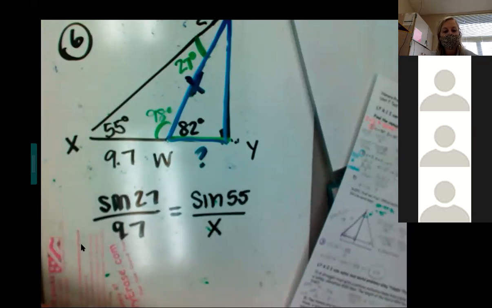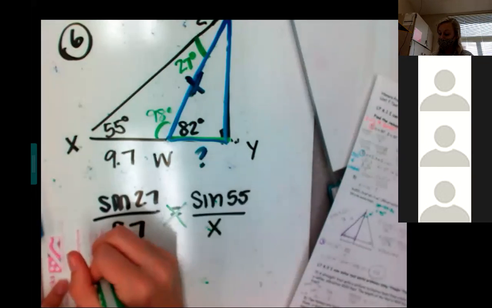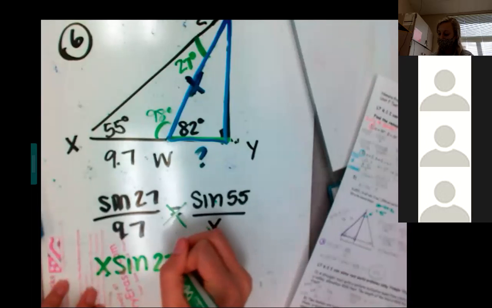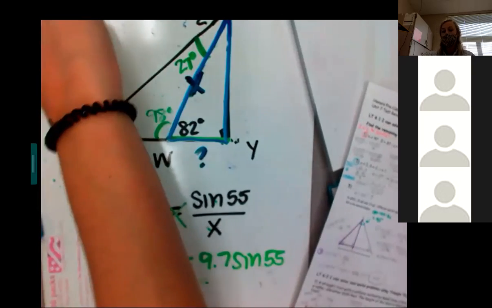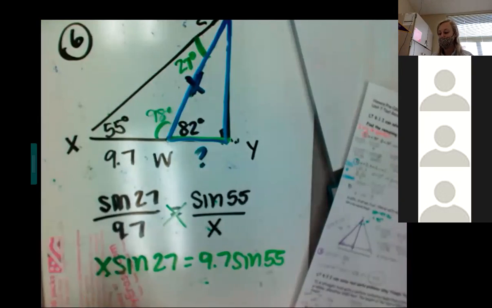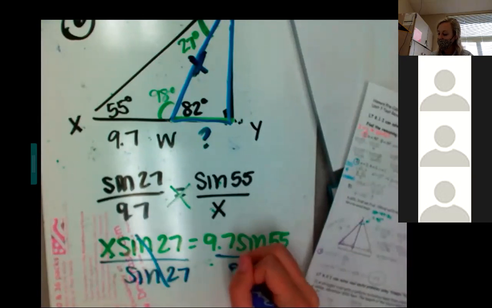I'm going to pause for a second, see if anybody at home has a question, or anybody in class. Kayla, does that help with the first step? Okay. All right, so what do we do from here, y'all? Good, cross multiply first. So x times sine of 27 equals 9.7 sine of 55. And then Cody said we got to get x by itself. So Cody, do you agree we would divide by sine of 27? Fantastic.